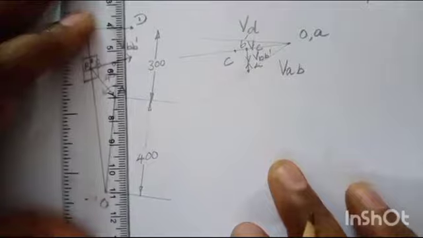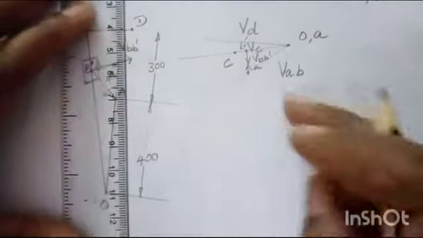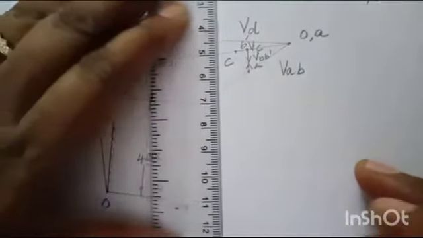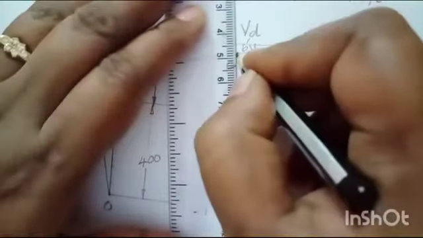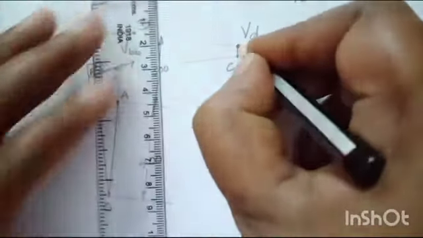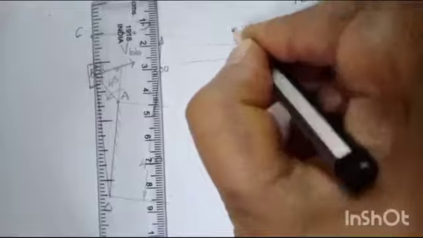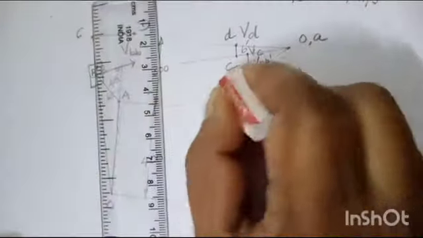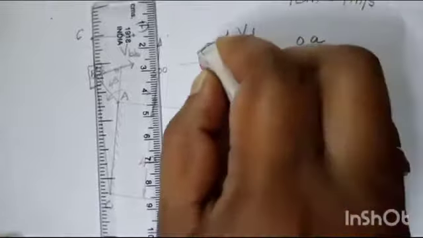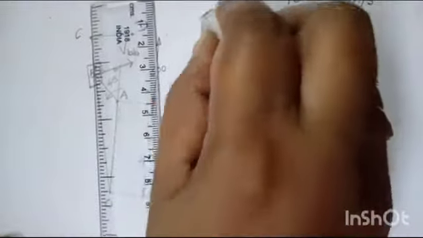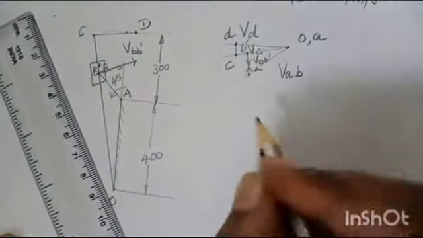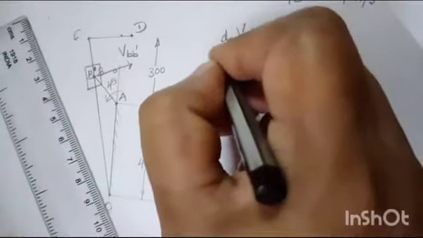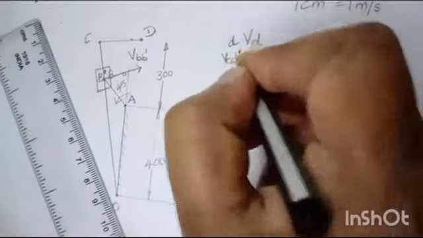So take this measuring line, match it with the CD link and drag it simply. So you will get a perpendicular line. So this is the point D. So this is the way to draw your velocity diagram. So I will erase this. So now you got this. So this is the velocity VCD.